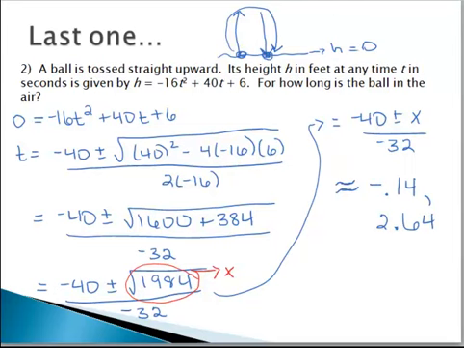So how do I know what my answer is? For how long is the ball in the air? Can it be in the air negative seconds? No. That means the ball is actually in the air for 2.64 seconds.